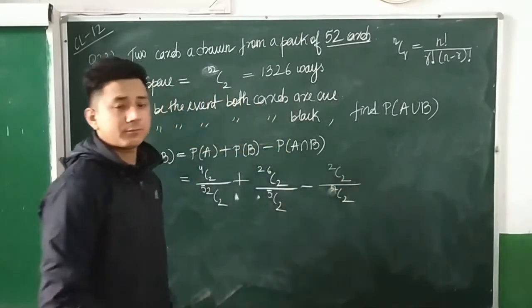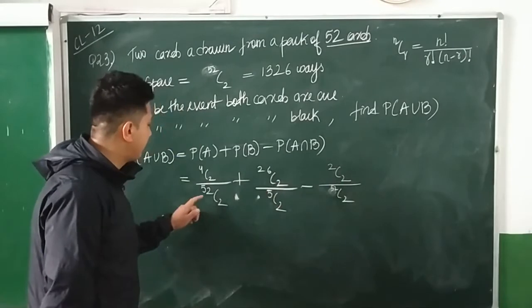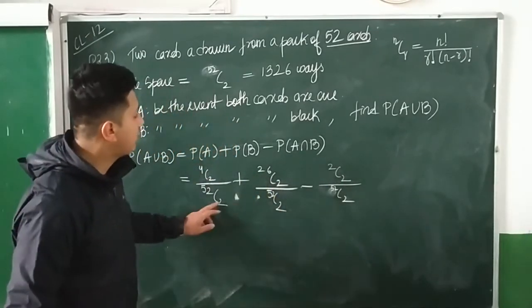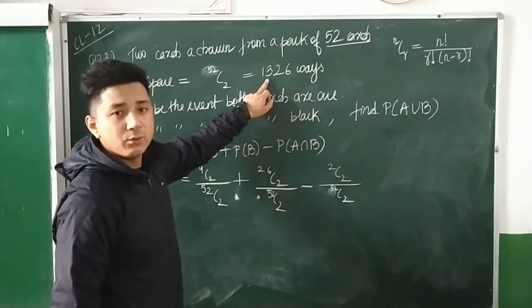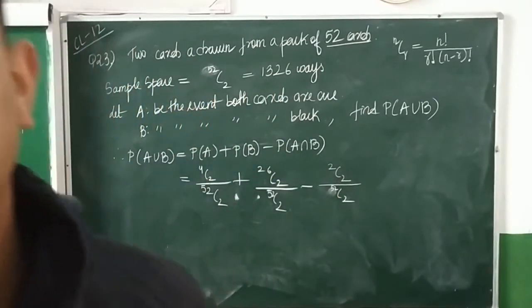Alright, now what will we do? We'll find the values for these, because 52C2 we have already found, the value is 1326. So we'll find the values for these. Pause the video and note it down.